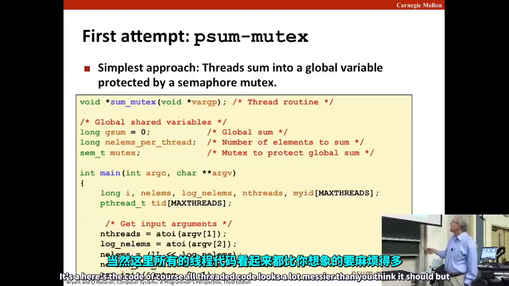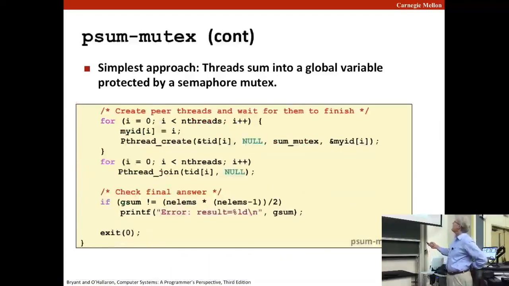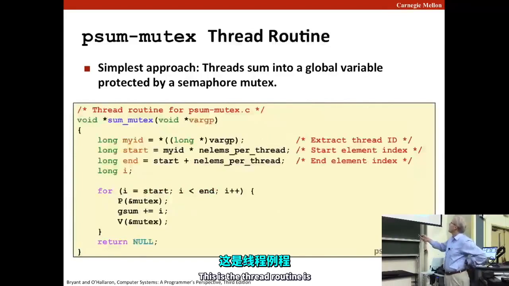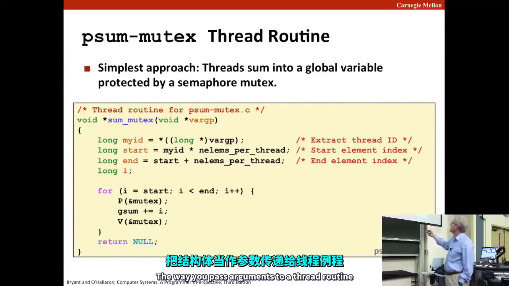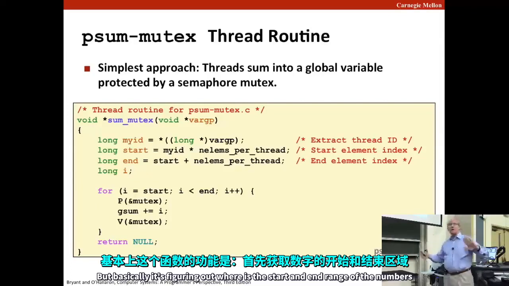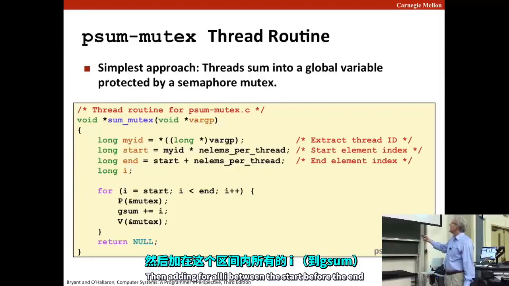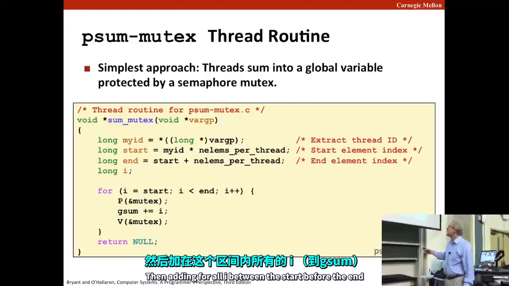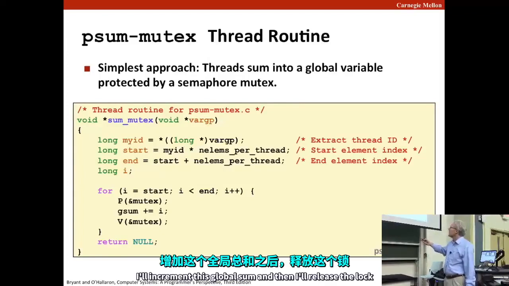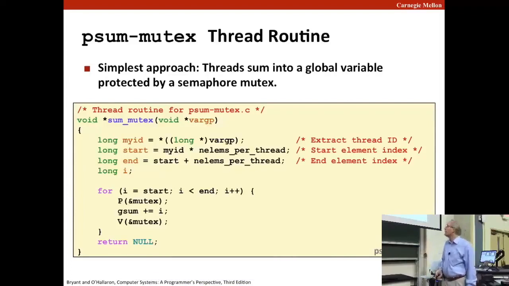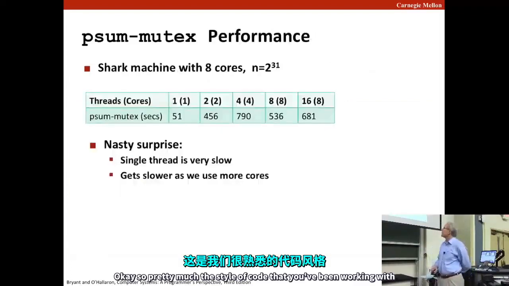Here's the code, and of course all threaded code looks a lot messier than you think it should, but in the end it's fairly straightforward. In particular, this is the thread routine, which is passed this weird varg p structure that you use to pass arguments to a thread routine. But basically, it's figuring out the start and end range of the numbers, then for all i between the start and before the end, I'll acquire a semaphore lock, increment this global sum, and then release the lock. So pretty much the style of code that you've been working with.